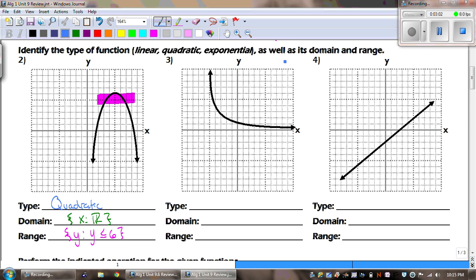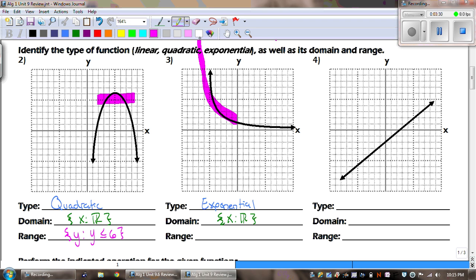Number 3. What type of graph is that? Okay, that's an exponential. What's the domain on an exponential graph? Do you see any limits going horizontally from left to right? Nope. All real numbers.